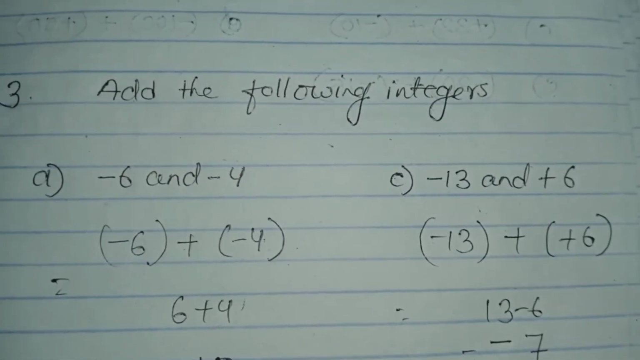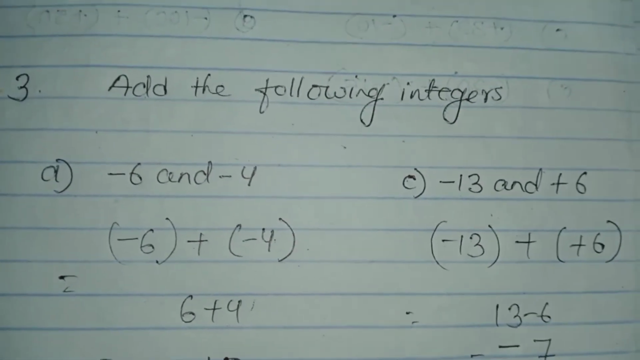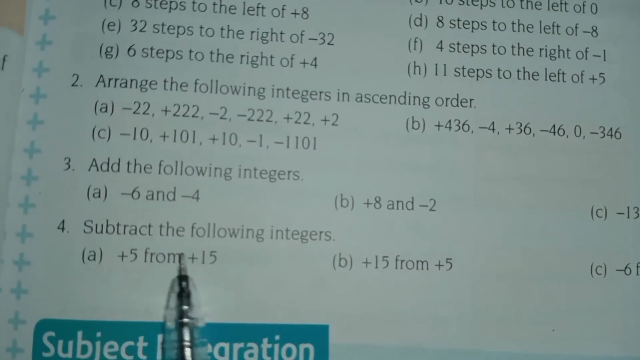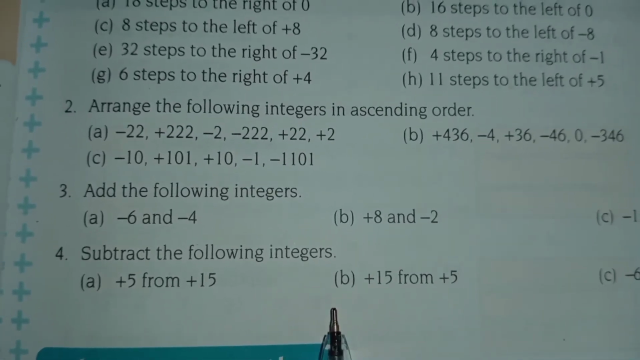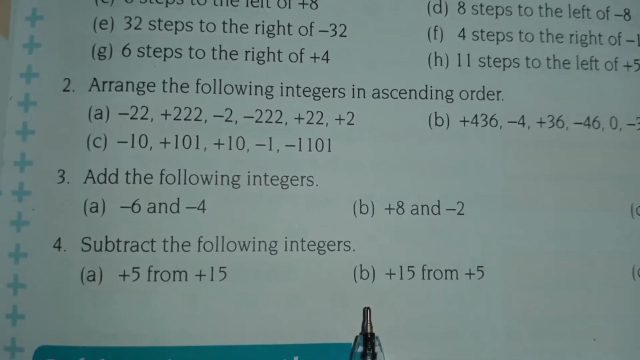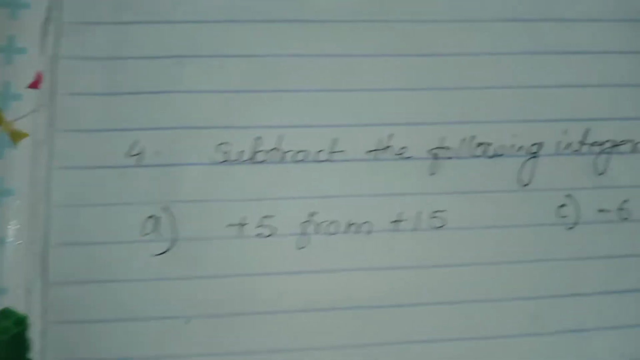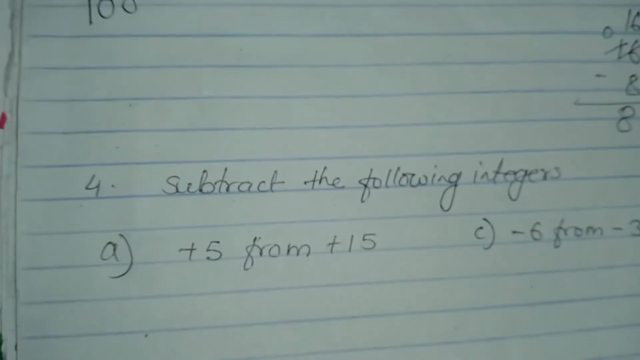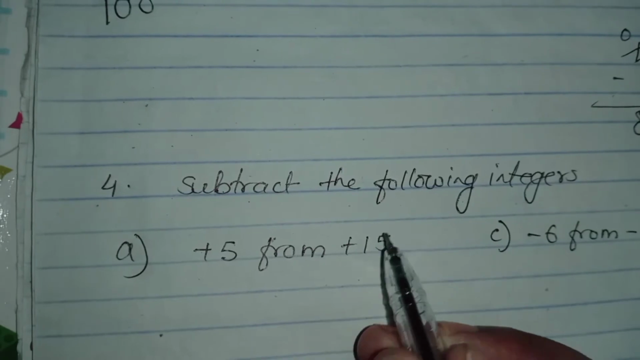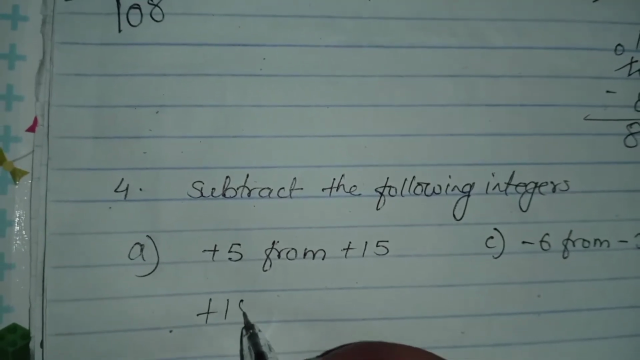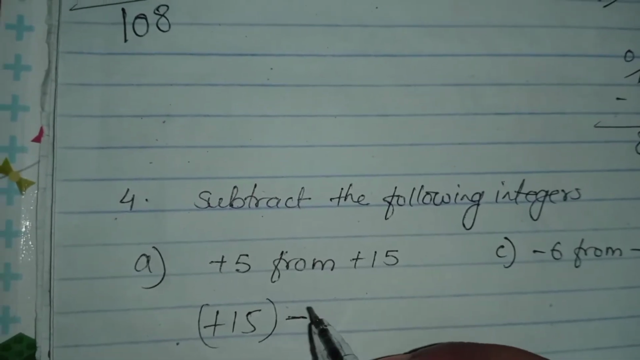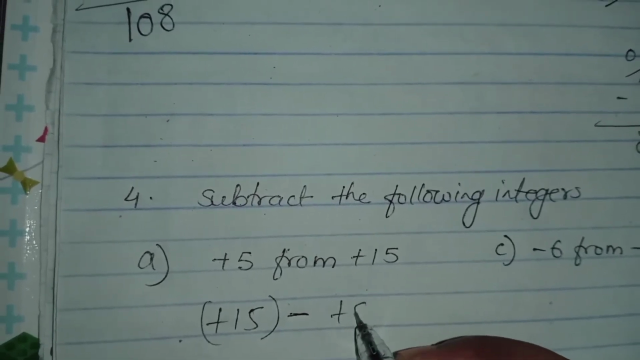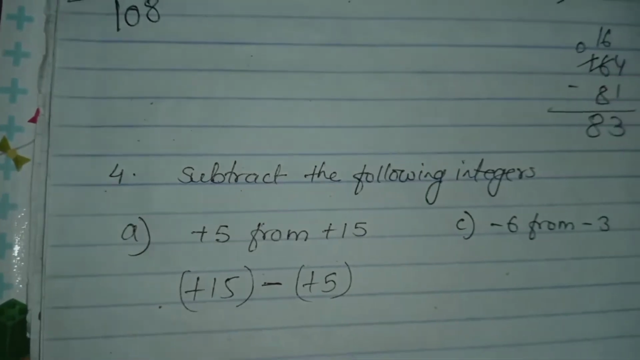Now let's see the last question of this exercise, and then we will complete the exercise. Now what is question number 4? Subtract the following integers. About this I have just taught you in my previous online class only. So let's recap it once more. So now see here how to subtract this. What you have to do? From means this will be first, plus 15 minus, from means what you have to do? We have to subtract. Okay. And then what we will write? Plus 5. Okay, don't forget to put the sign.